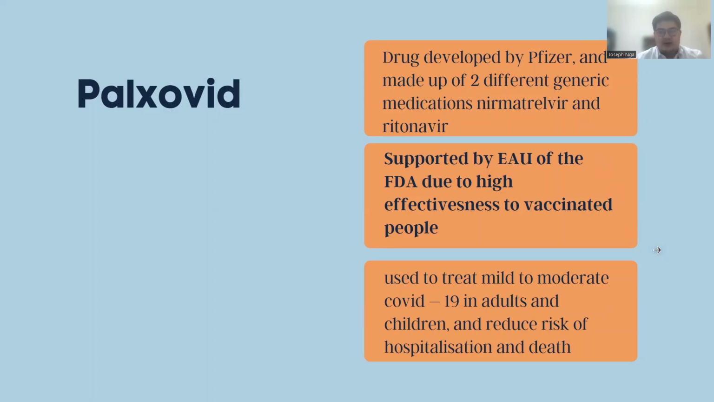And it's also supported by the EUA of the FDA due to high effectiveness in vaccinated people. Paxlovid is used to treat mild to moderate COVID-19 in adults and in children, and it can also reduce the risk of hospitalization and death.